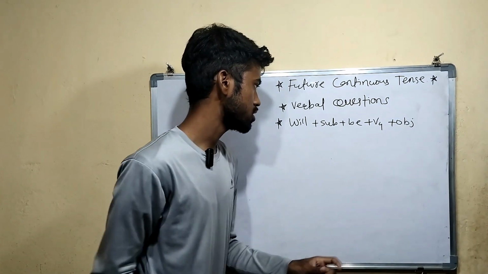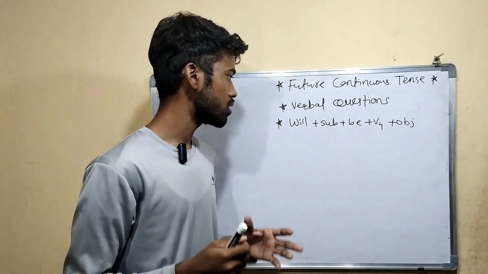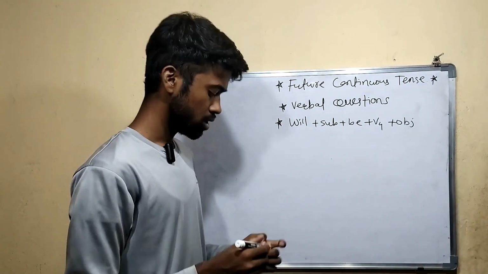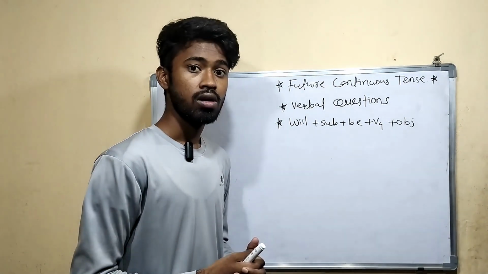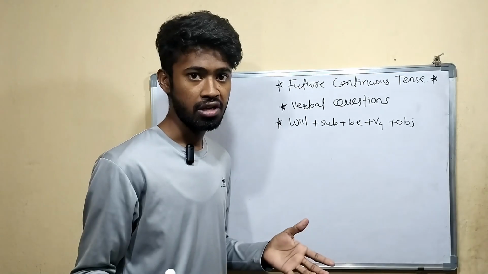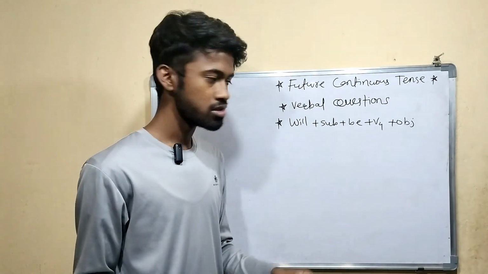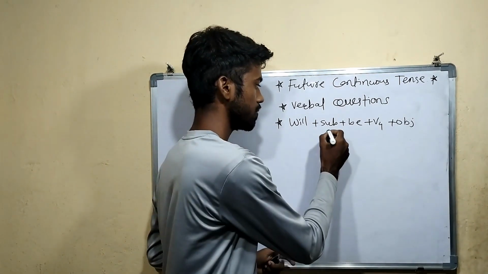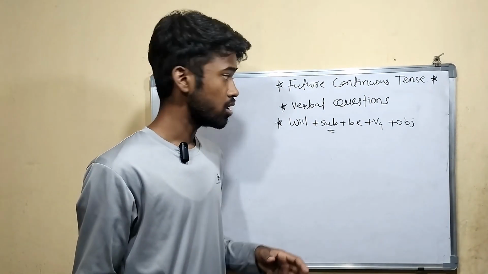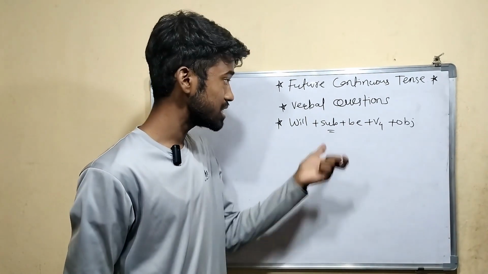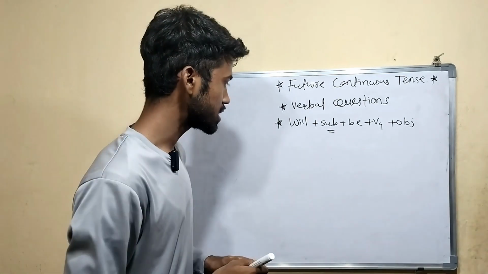Okay, so this is the structure for verbal questions in future continuous tense. What one thing you have to remember here: whenever you get a composite helping verb, like will be, shall be, or will have, whenever you form negative sentences, "not" should be used in between. Whenever you frame a verbal question or WH questions, the subject comes in between those two helping verbs. Examples.